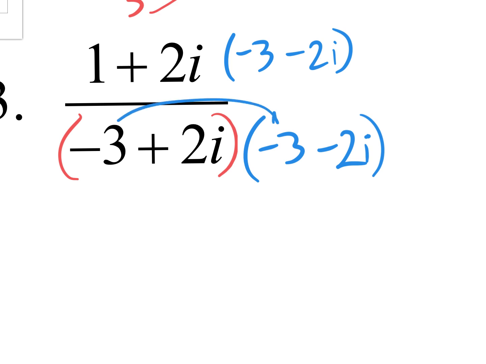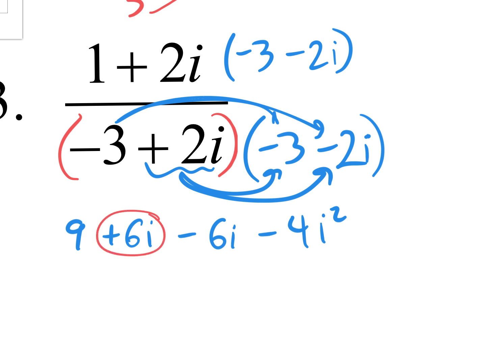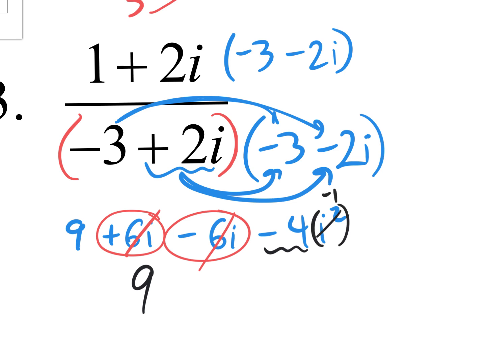-3 times -3 is +9. -3 times -2i, +6i. +2i times -3, -6i. +2i times -2i is -4i squared. And like I said, the middle terms always cancel out, and you end up with a 9. And right here you have a -4 times a -1, because i squared is -1. So you really have a 9 plus 4, and 9 plus 4 is 13.